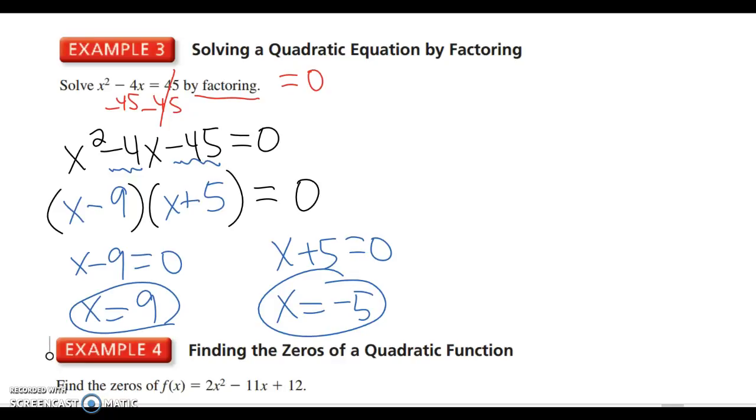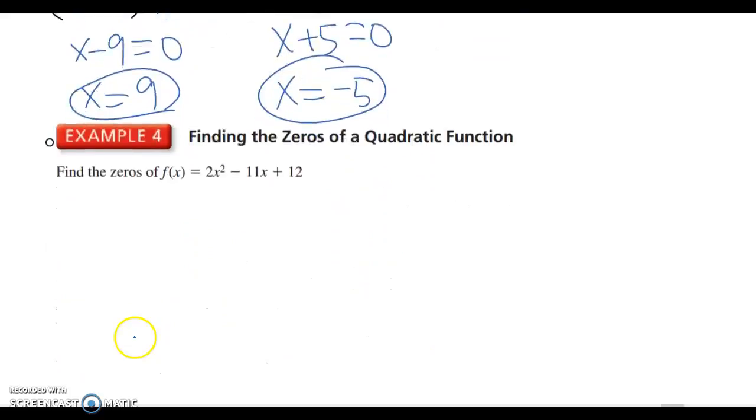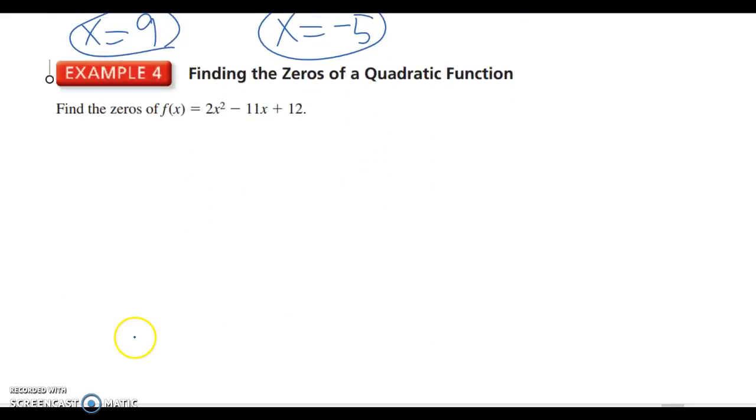Take a look at example 4 now. And we want to find the zeros of this function by factoring. To factor this, we can see that a is not equal to 1, so this is a hard trinomial. And I'm going to use guess and check to solve for my factors. Remember, we want this equal to 0.